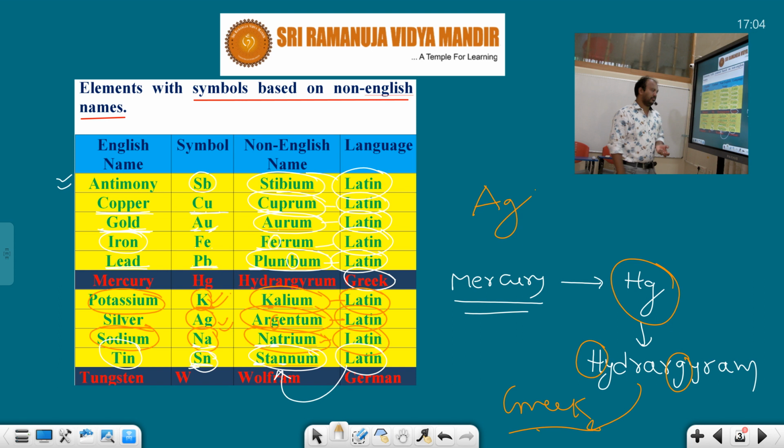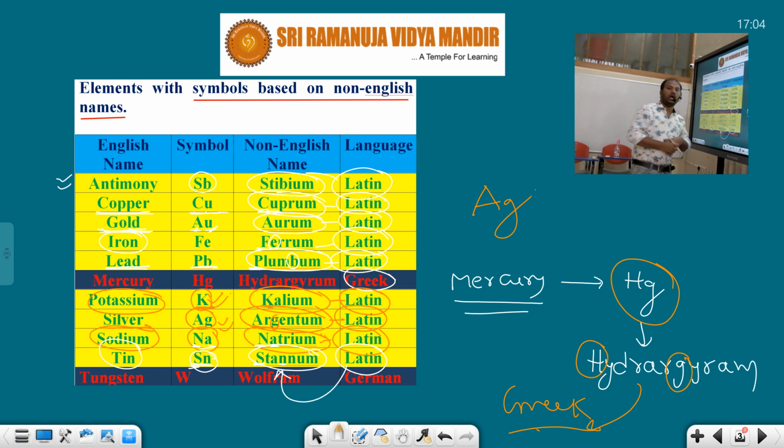A few symbols are like that: antimony, copper, gold, iron, lead, mercury, potassium, silver, sodium, tin. These are a few names of elements whose symbols depend upon the non-English names. I hope that you could understand this concept.